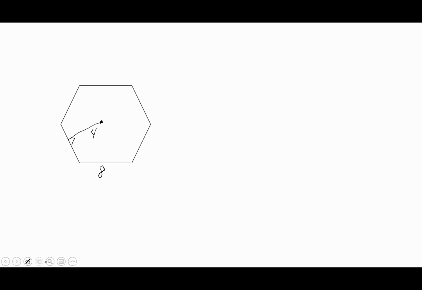Now remember, we talked about this ages ago, we can break this down into triangles. And if we were to do that, we could see that this is 8, this is 8, 8, 8, 8, and they're all the same. So we're going to take a look at this triangle right here. Figure out the altitude, figure out the area of that, and then we're going to multiply it by the number of sides, which happens to be 6.